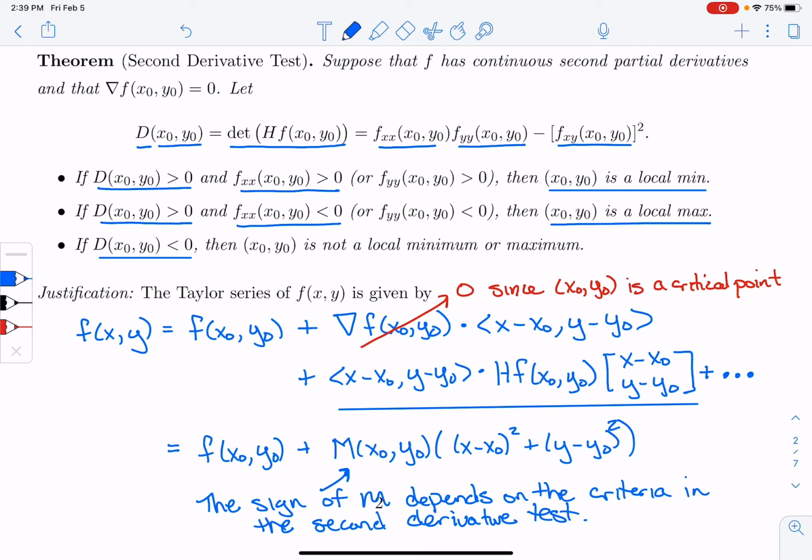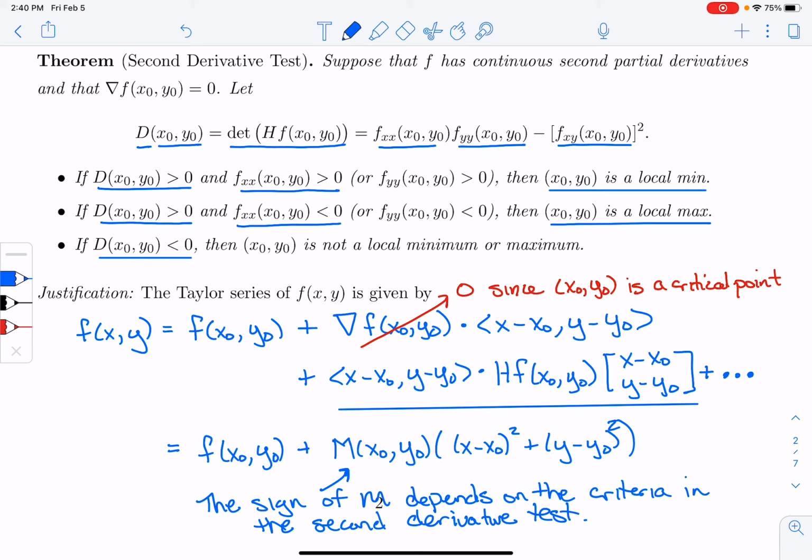So here m is just a term that depends on that criteria from the second derivative test. That's going to tell us whether f of x0, y0 is sitting at the bottom because m is positive, or it's sitting at the top because m is negative, or possibly neither. So this all comes from the idea of Taylor series.